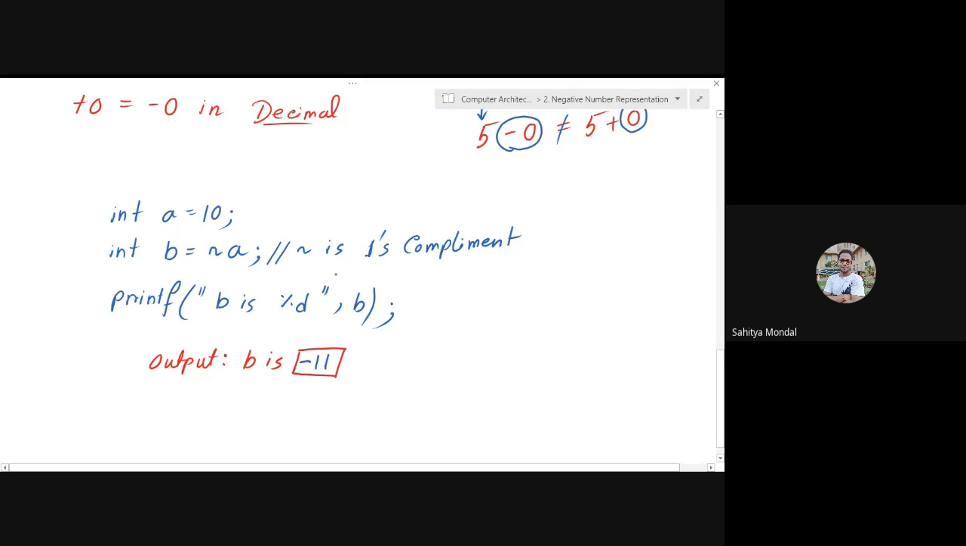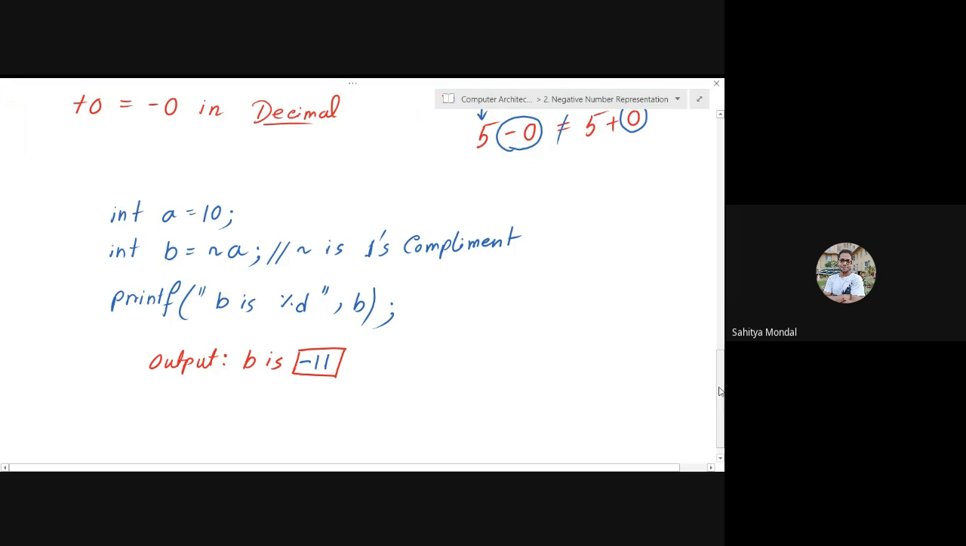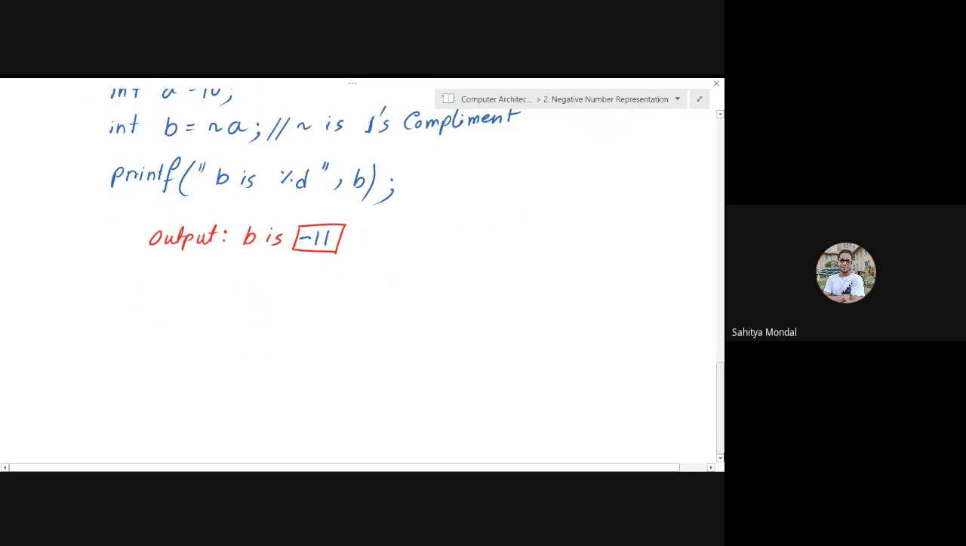Now, what is the condition? What is the logic behind that? See here. So, solve it line by line. Okay. So, first I have introduced a equals to 10. Okay. So, 10 will be stored in which form? Binary form 1010, and I have taken an 8-bit representation, right?